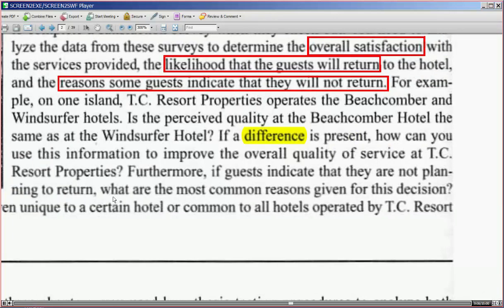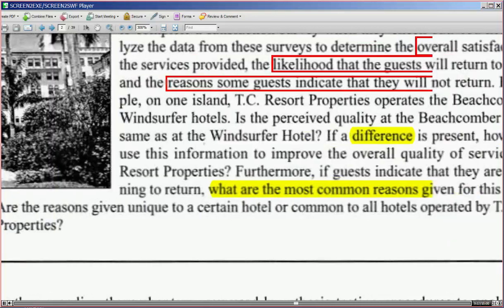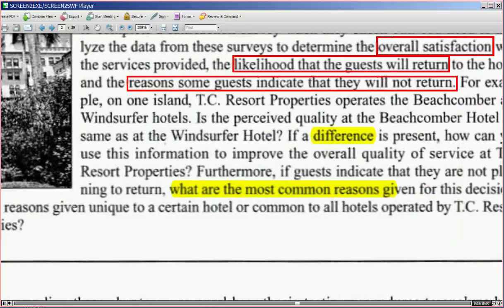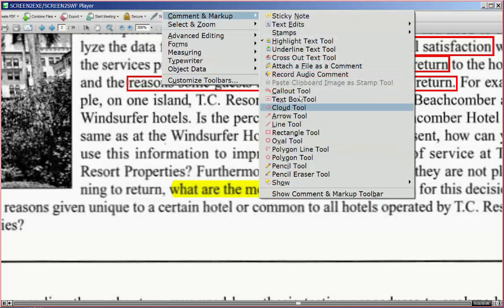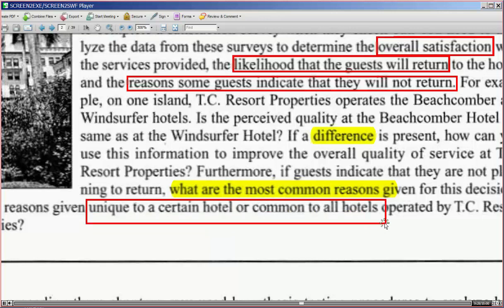See, somehow you need to separate the common reasons given for this decision. Are the reasons given unique to a certain hotel? That's a good question. Are the reasons given unique to a certain hotel or common to all hotels operated by this chain?